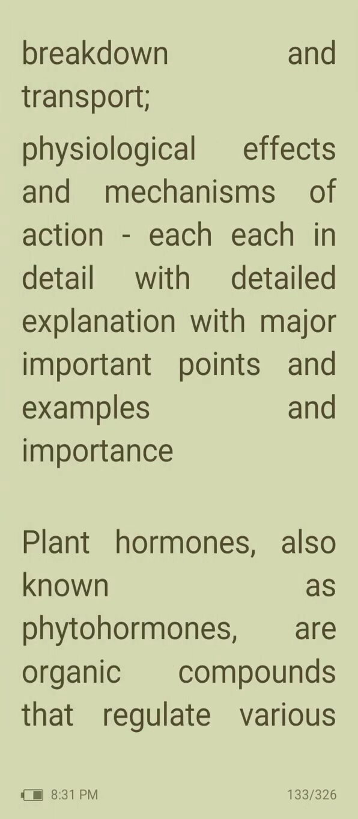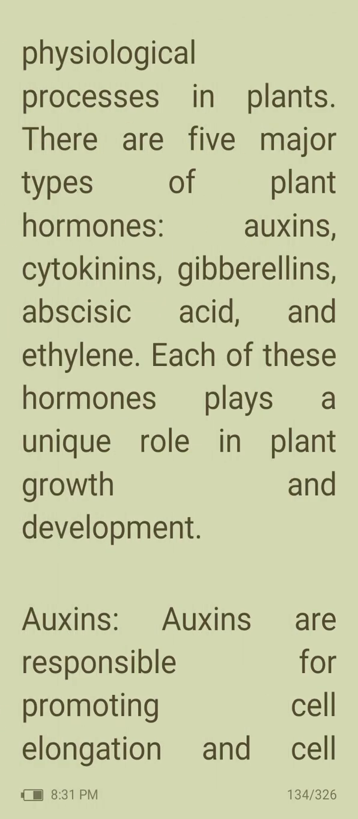Next, plant hormones. Plant hormones, also known as phytohormones, are organic compounds that regulate various physiological processes in plants. There are 5 major types of plant hormones: auxins, cytokinins, gibberellins, abscisic acid, and ethylene. Each of these hormones plays a unique role in plant growth and development.